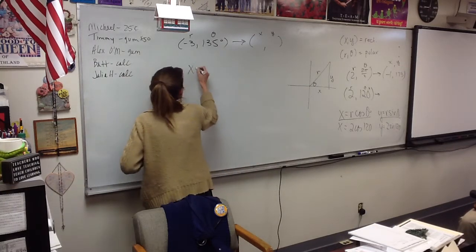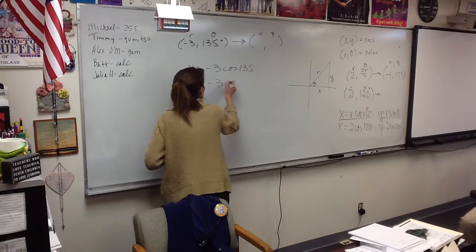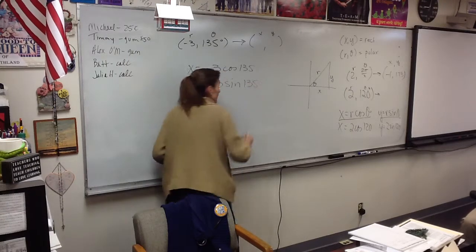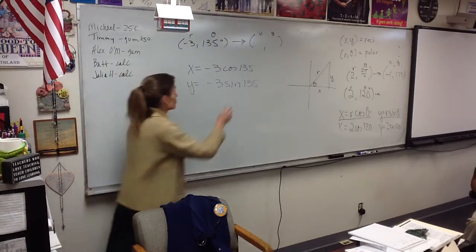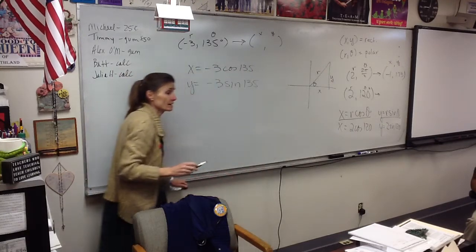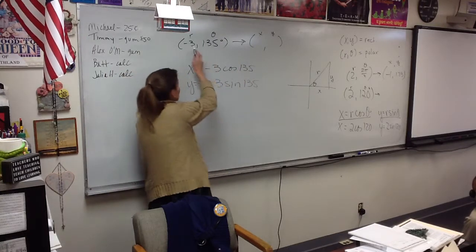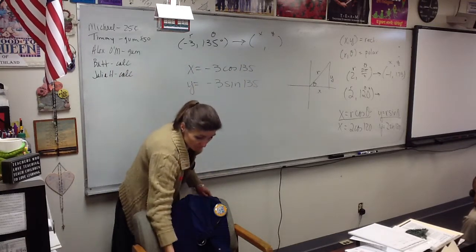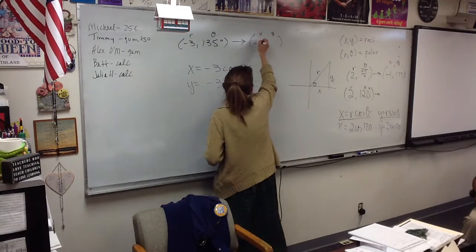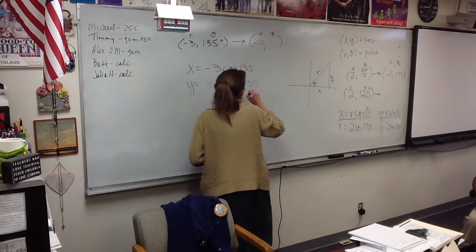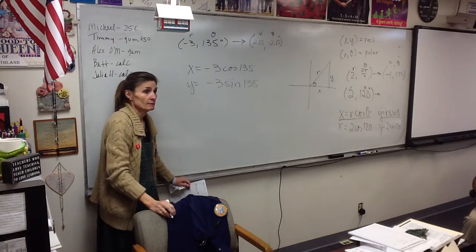The last one. X equals -3 cosine 135, y equals -3 sine 135. Okay, so one more time. If you want x, which is what we're looking for, you simply type in r cosine theta. And there's the r and there's the theta. Did anybody do that? What did you get for x? 2.12, and what about for y? Now, does anybody have an issue with that?